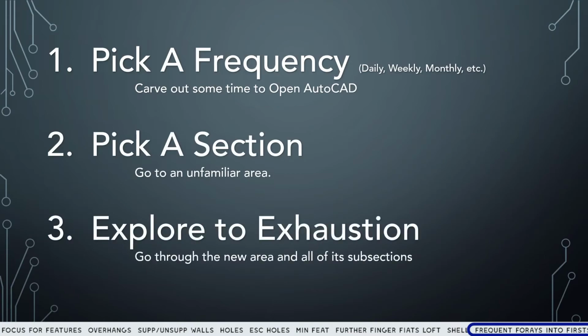So for pick a frequency, pick a time that you know that you have available, and when that opportunity arises, carve out some of that time for AutoCAD. For pick a section, go to an area that you're unfamiliar with. Now this could be a random area in AutoCAD, or it could be a topic that has already sparked your interest. And finally, explore to exhaustion. Go through the new area and learn about all the subsections. You can do this through the F1 help or YouTube or other websites.